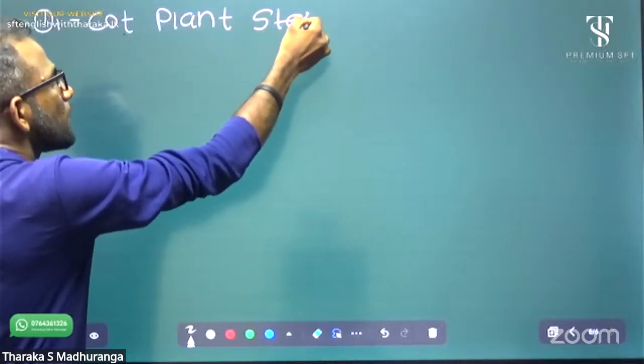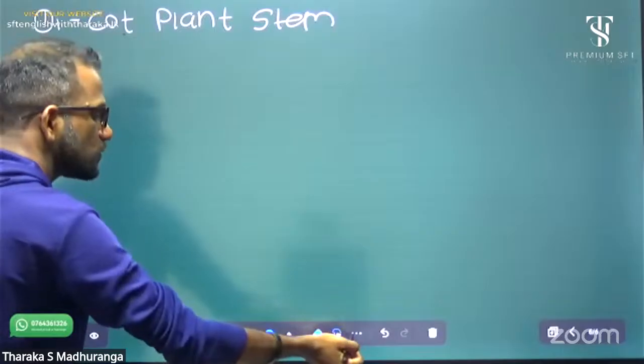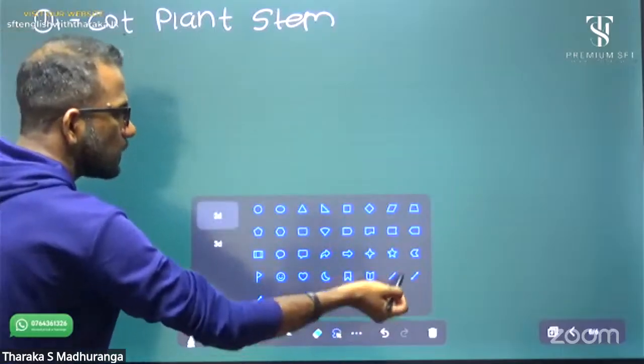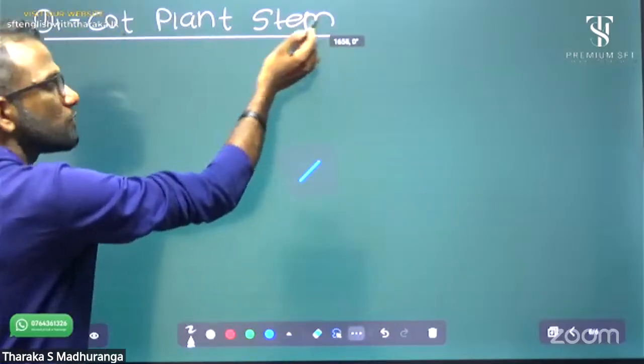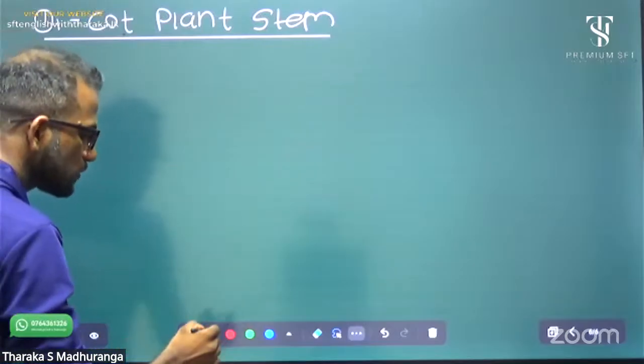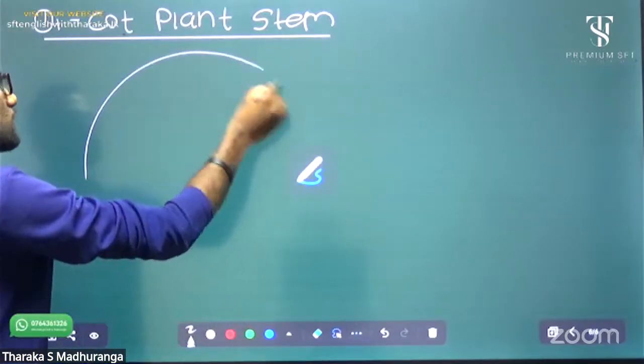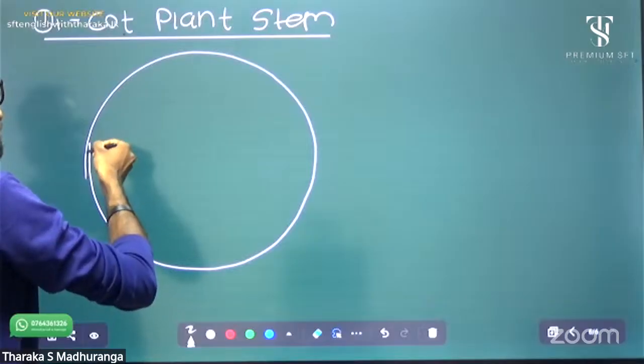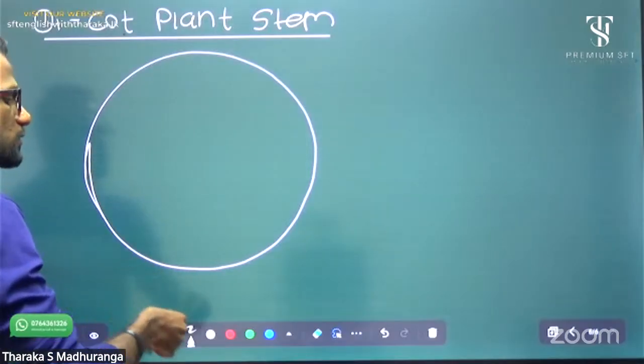Let's draw this, then it is very easy to understand. Then you can remember it. Very simple. Okay, draw a circle like this.